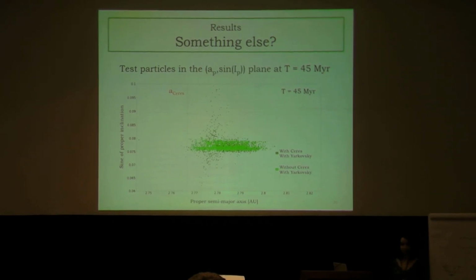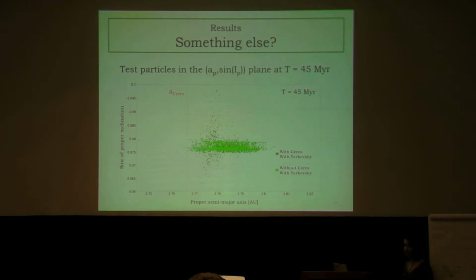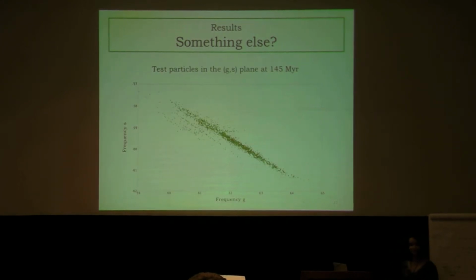But we checked close encounters, and we checked one-to-one mean motion resonance with this asteroid, and we ruled them out. So what other mechanism involving Cirrus could be responsible for this diffusion? Well, let's go back to our frequencies plane. And I'm asking you a question: can you see another interesting feature in this plane?